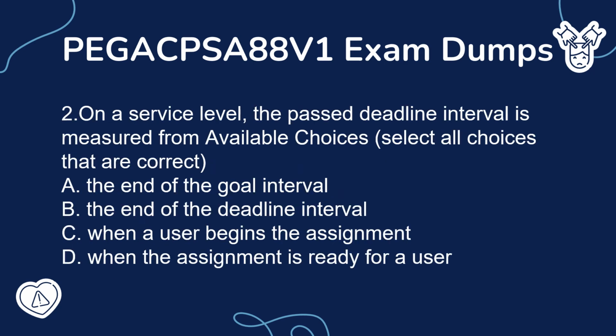2. On a service level, the past deadline interval is measured from. Available choices. Select all choices that are correct. A. The end of the goal interval. B. The end of the deadline interval. C. When a user begins the assignment. D. When the assignment is ready for a user.